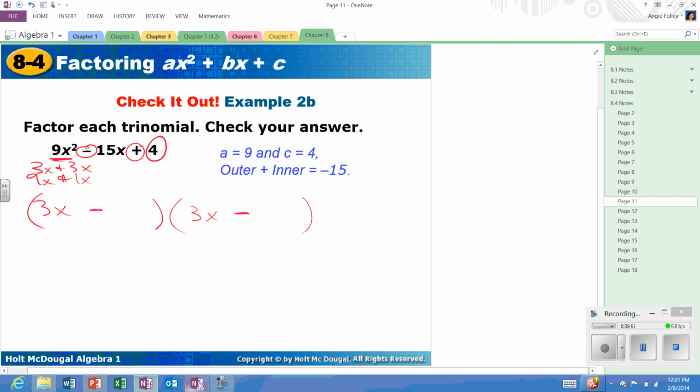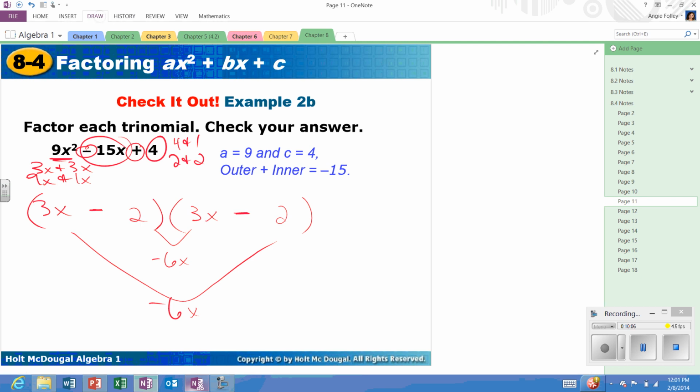And then things that multiply to give me 4 are 4 and 1, or 2 and 2. If I did 2 and 2, I'm going to get negative 6x, negative 6x. If I combine those, that equals negative 12x, which is not what I need in the middle. So I know that doesn't work. Again, you guys just get used to retrying different numbers, and that's okay.